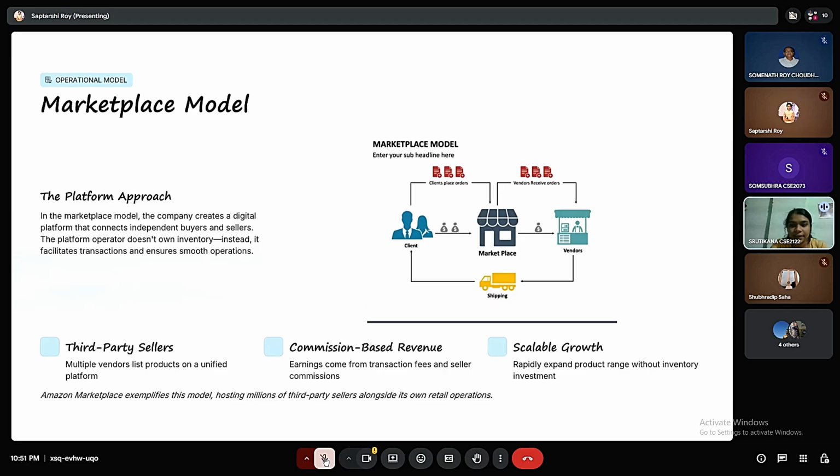The platform basically manages payments and coordination. The revenue is earned through commission or transaction fees charged to the sellers. This model allows scalable growth with low inventory risk. Amazon Marketplace is a common example of this business model. Moving on to the next slide.